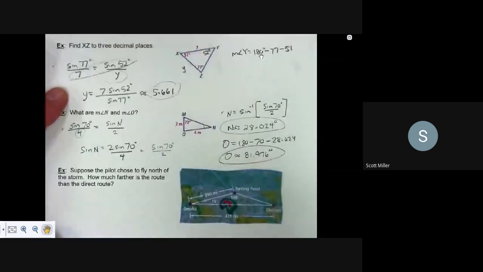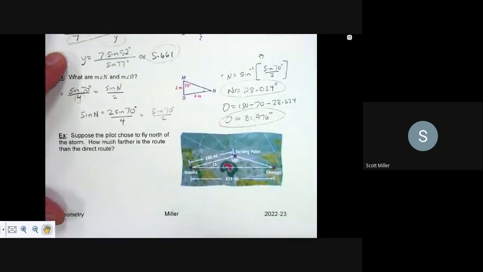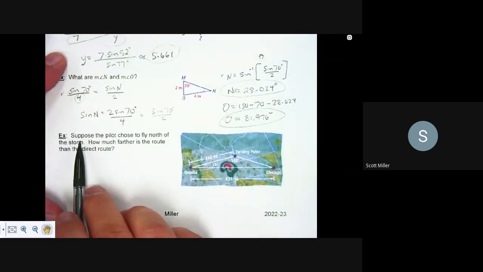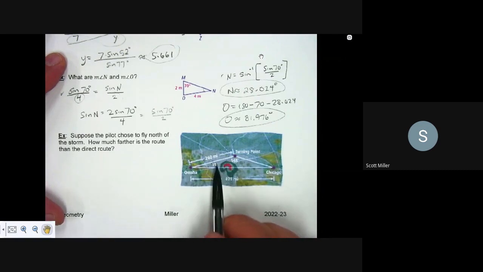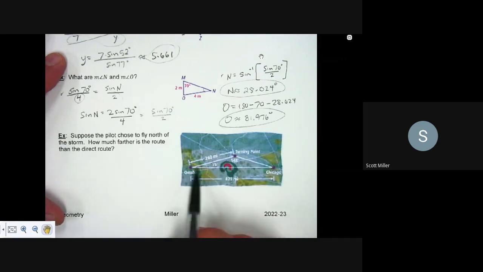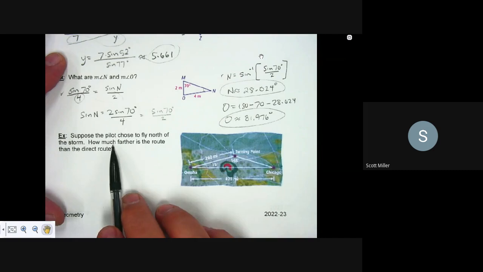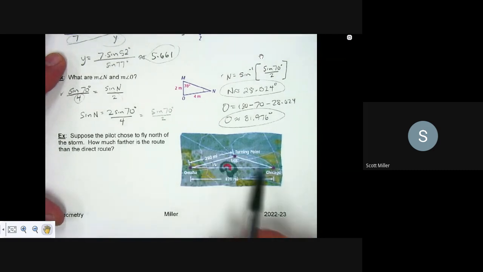Here is a problem. So we have a pilot, he's flying from Omaha to Chicago, and we notice that, hey, there's a storm right in my path. Okay, this distance is 471 miles, but I want to fly around this storm. And so the question is how much farther is the route around the storm than the direct one?